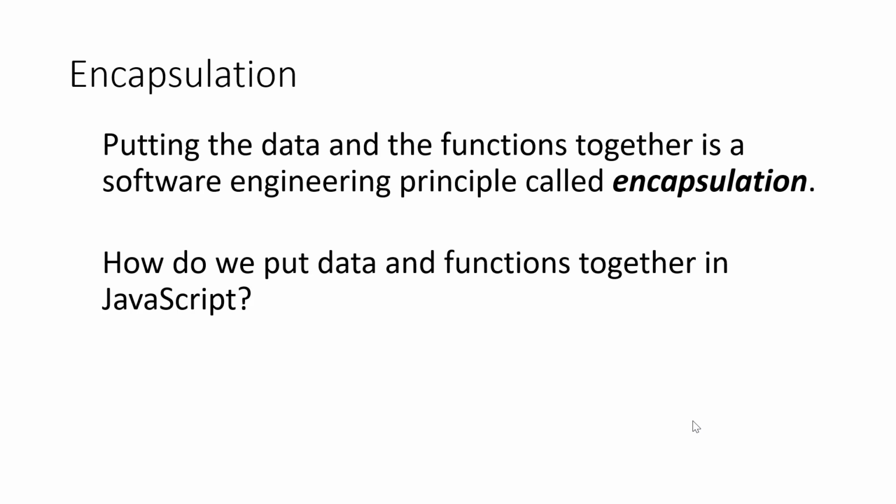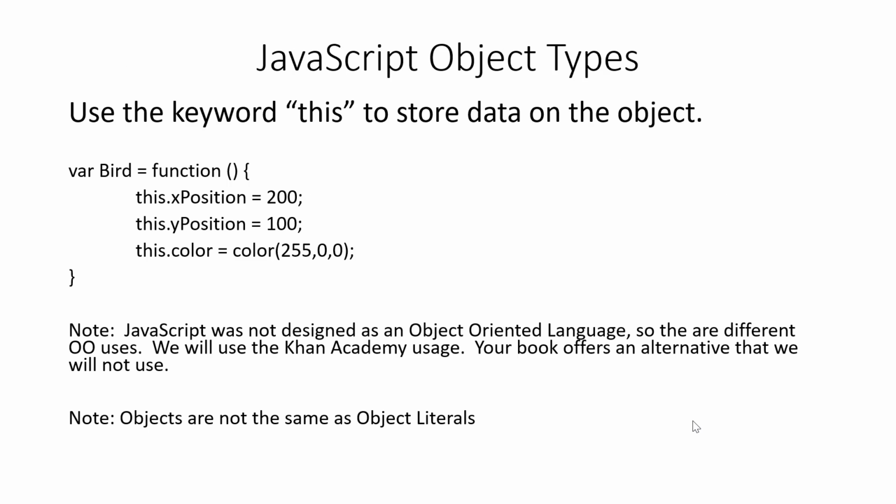Encapsulation is the principle of putting that data together with the functions, and thus is born object-oriented programming. So how do we actually do this in JavaScript? How can we put the data and the functions together? Well, there's many different ways. JavaScript keeps evolving, and there are different ways to create objects in JavaScript.